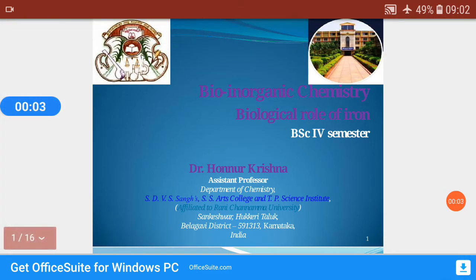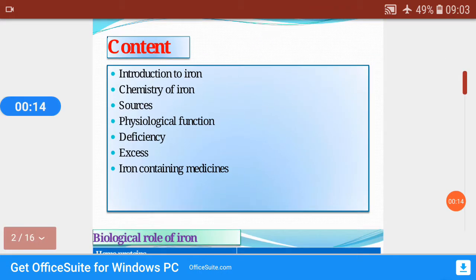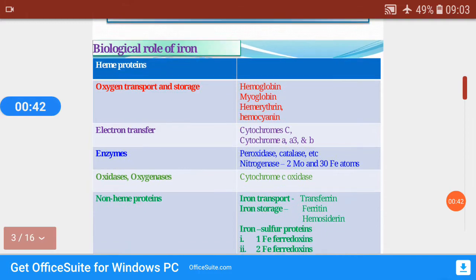Hello dear students. Today in this class I am going to talk about the biological role of iron. So the contents of my topic are some introduction related to iron, chemistry of iron, the sources of iron, its physiological function, what happens if there is a deficiency, what happens to the living system if there is excess of iron present, and some of the medicines related to the element iron.